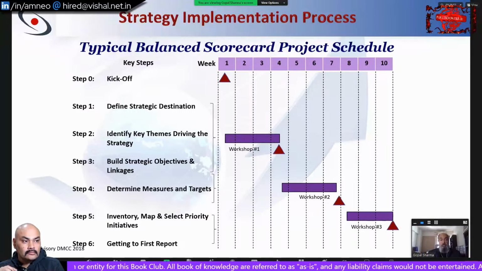And once you determine the measures and targets, then you take an inventory of what we have, what we don't have, what needs to be done, so that you finalize the action plans, and then you develop the strategy map, and that is how you start implementing it.